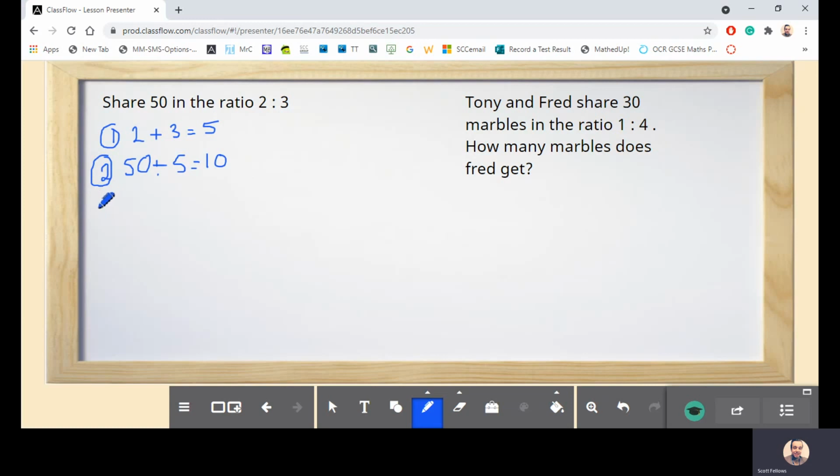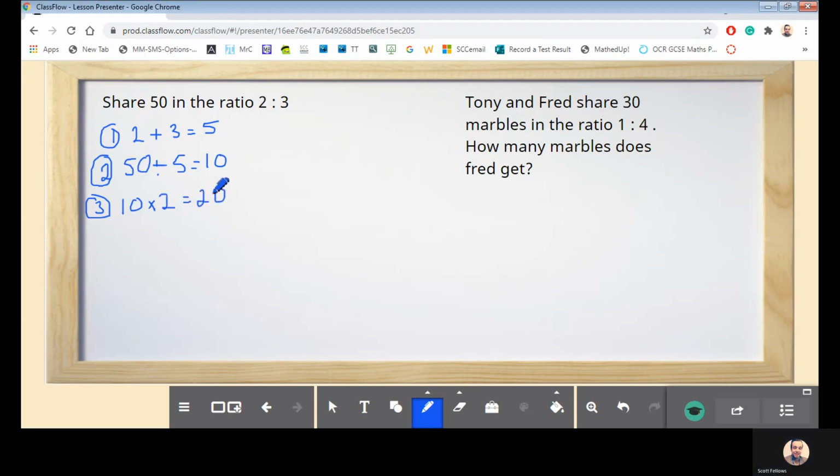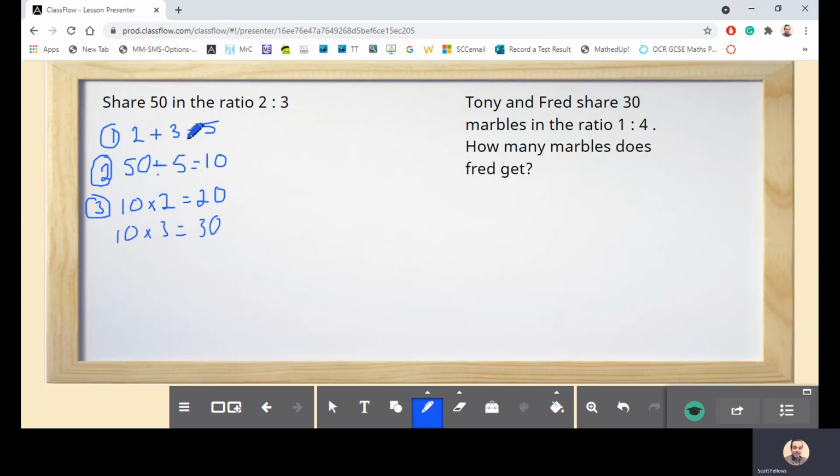And the last step is then you multiply this number we've got, 10 here, by the two original ratios. And that's how we split it. So 10 times 2, which is 20, and 10 times 3, which is 30. And these two numbers should add up to the 50 we started with. It does. Okay, so that's sort of the bare bones of it.